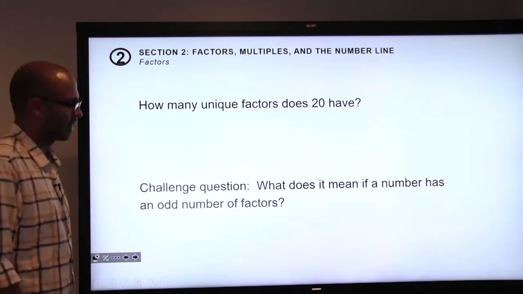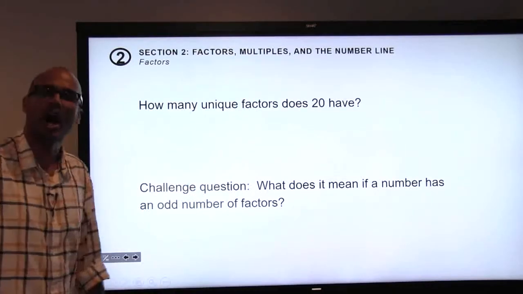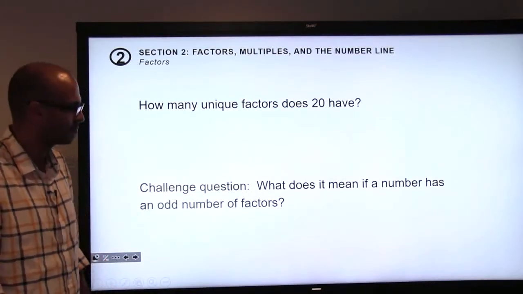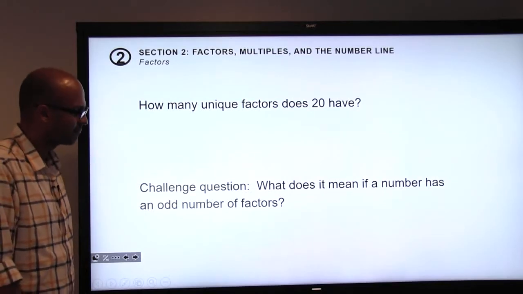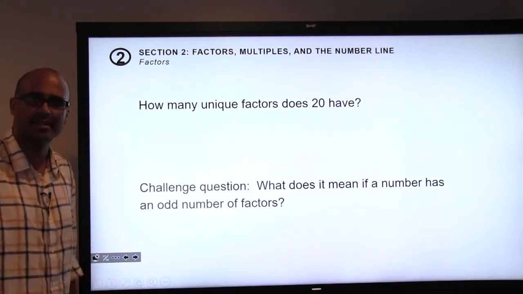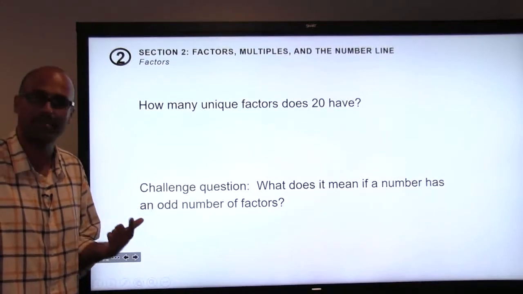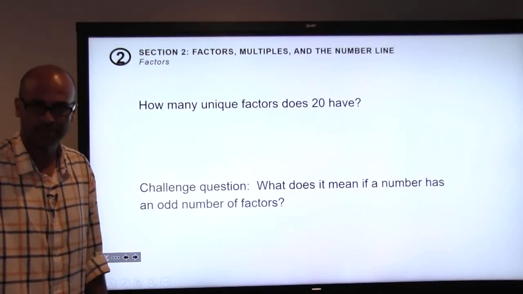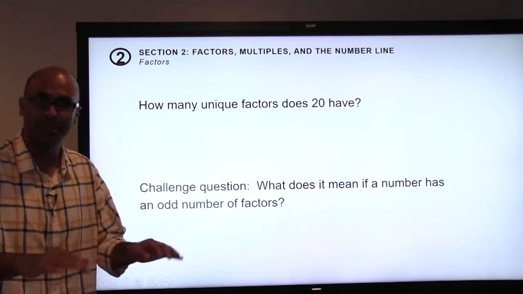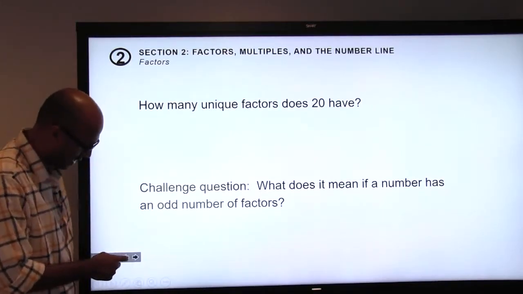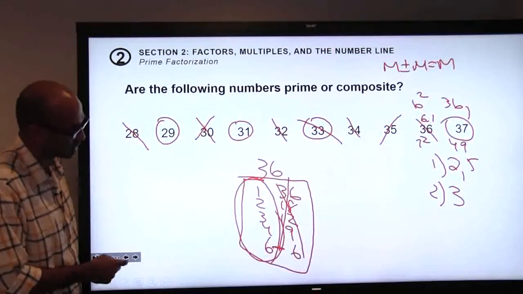Notice this little question here. It says, what does it mean if a number has an odd number of factors here? Anybody know what the answer to this is? I'd be curious. It's not really a challenge, although it's an interesting kind of concept to think about. Yeah, awesome. So you guys are getting this. It's a perfect square.